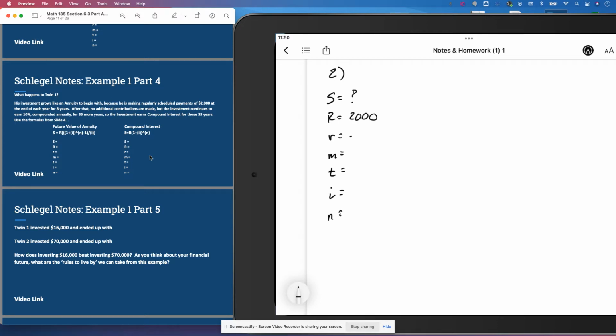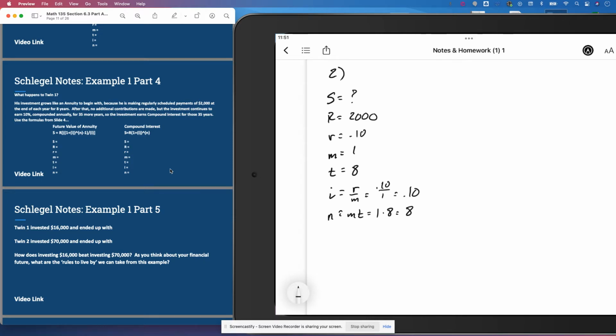The rate is 10%, so 0.10. M is compounded annually, so 1. T, he only put it in for 8 years. He only did this for 8 years. And the I is R over M. So we've got 0.10 over 1. This is going to be 0.10. And N is MT. So we've got 1 times 8, which is 8.